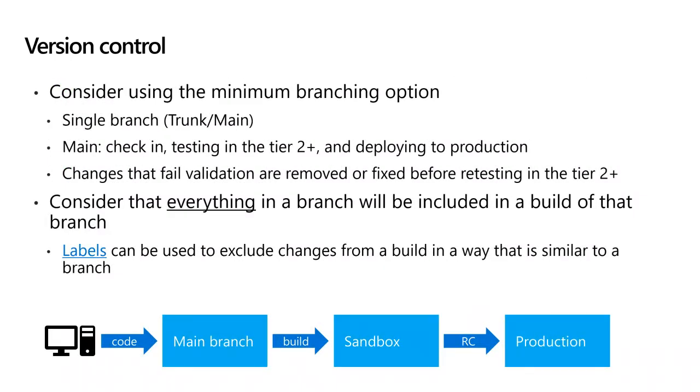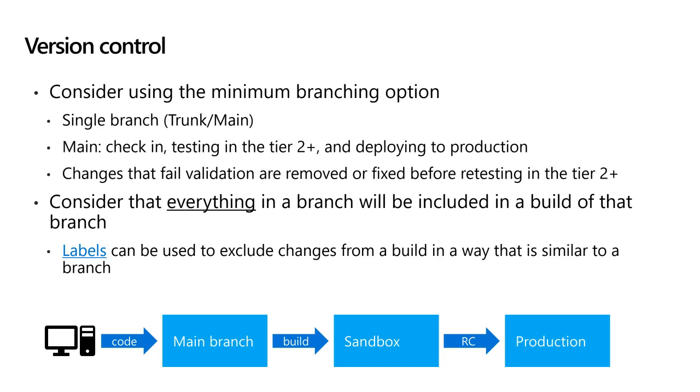Let's consider the minimum branching option, which is a single branch called main. The check-in, testing in the tier 2, and deploying to production all happen in that branch. And since there's only one branch, any changes that fail validation have to either be removed or fixed before retesting in the tier 2.